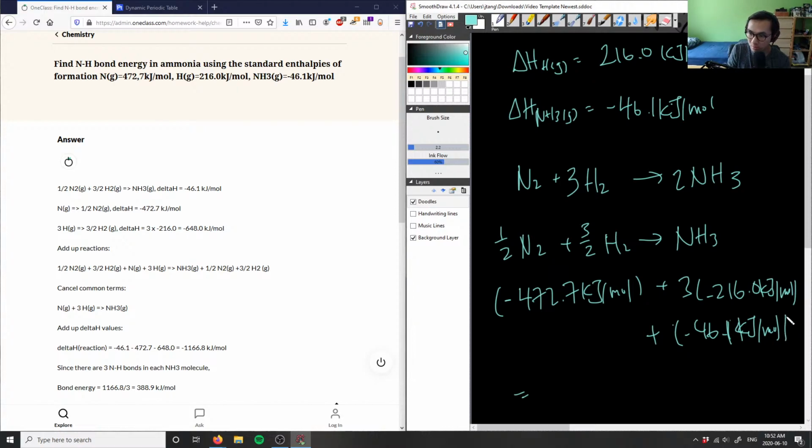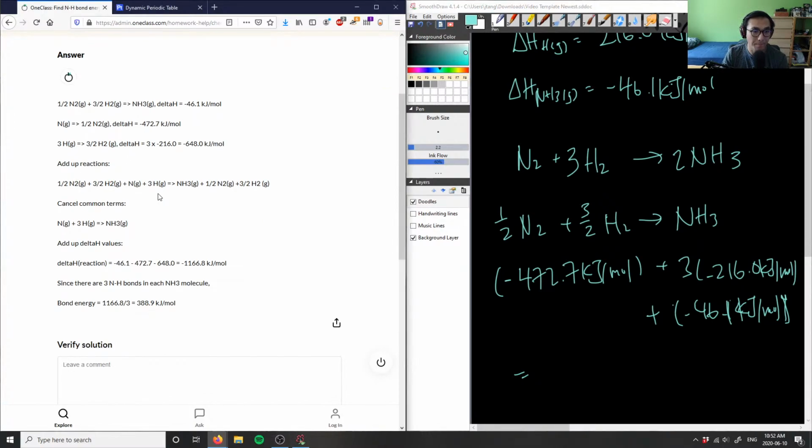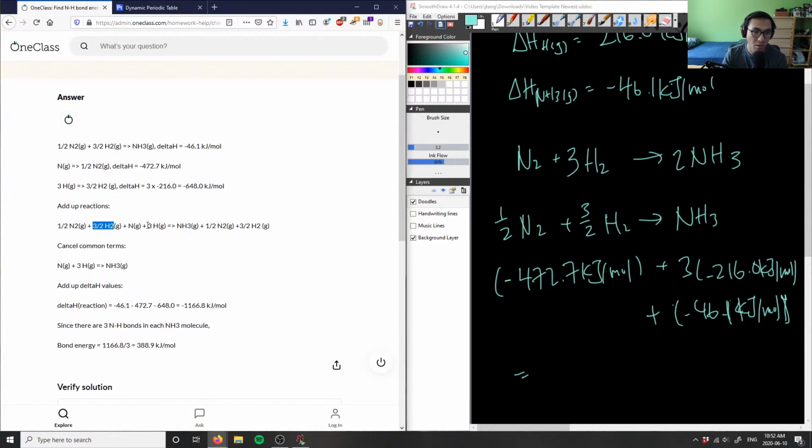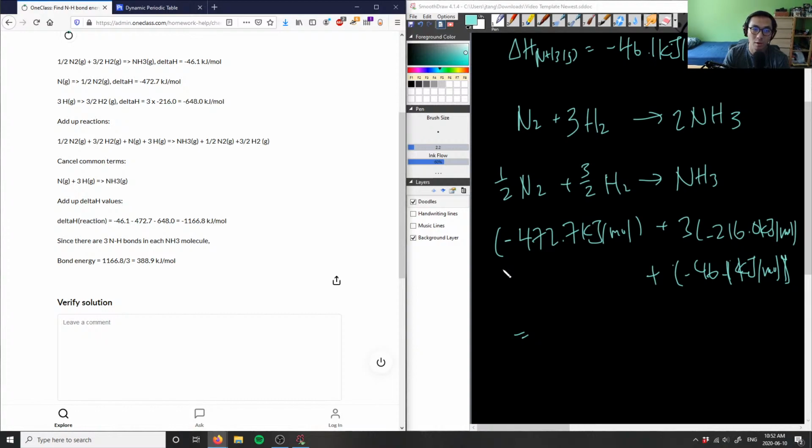So this is going to equal, we're going to add up all the reactions together. So this is great. What we have here is half N2, 3 over 2 H2, yielding ammonia. What we're left with is nitrogen and our 3 hydrogens and our ammonia here, which is exactly what we have here. So we simply just have to add up our enthalpies, like so, and we will get our solution.